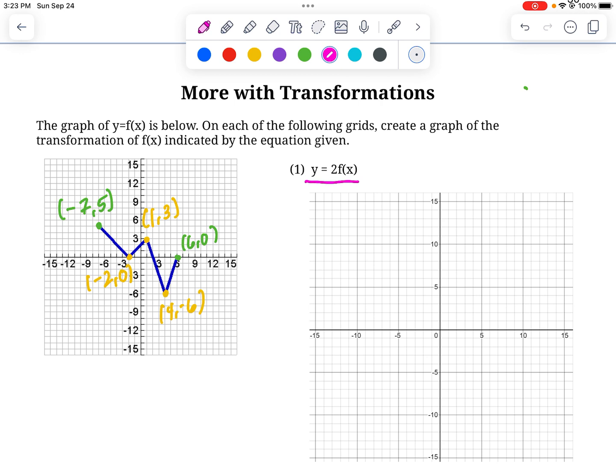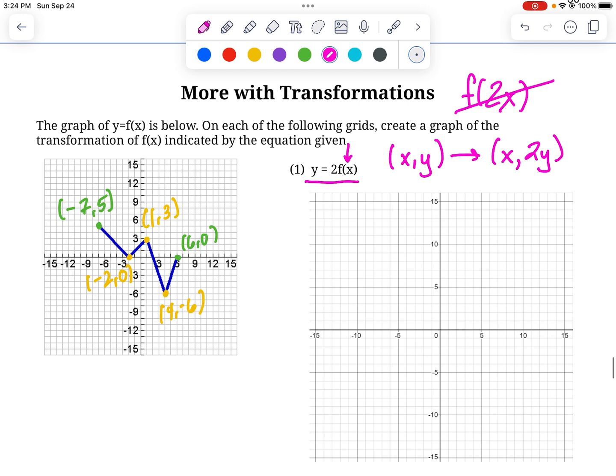Question 1, the only extra bit of information besides just f of x, which is the parent, is that 2. And this 2 is not with the x. A 2 that was with the x would look like this. Okay, and that is not what we have right now. So the 2 is not with the x, which means it's going to be something that influences the y. It is multiplied, and that means I have a stretch. So each point in the parent function, the x is going to stay the same because, see, there was nothing with the x to change that. It's just still x. And the 2 that's multiplied is going to multiply by the y. So this is going to make everything twice as tall.